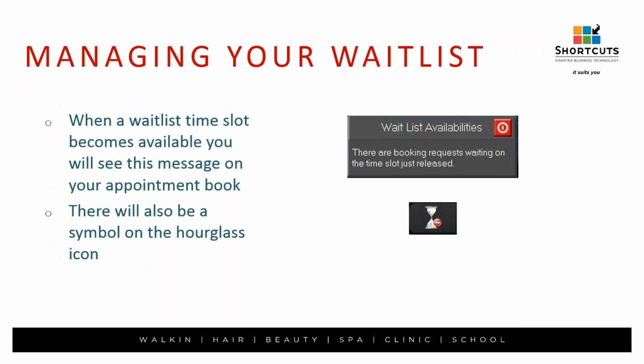Okay, so when a waitlist time slot becomes available on your appointment book, you guys, this little pop-up is going to pop up down at the bottom on the left-hand corner. Okay, you guys, you have this little hourglass icon. That's the waitlist hourglass little icon there. So this message will pop up above that little icon, and then below it, you'll see that the icon has this little red circle with the little dash in it. Okay, so you guys, when there are wait list availabilities open, that little icon will always be there. And then, like I said, you'll get this little pop-up.